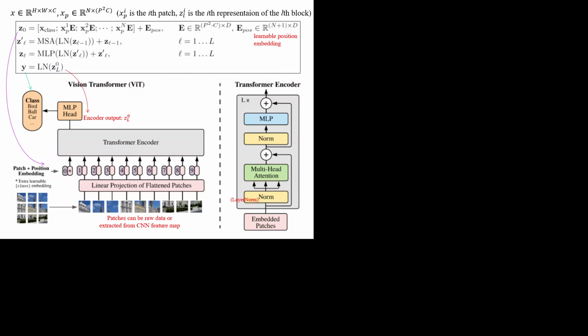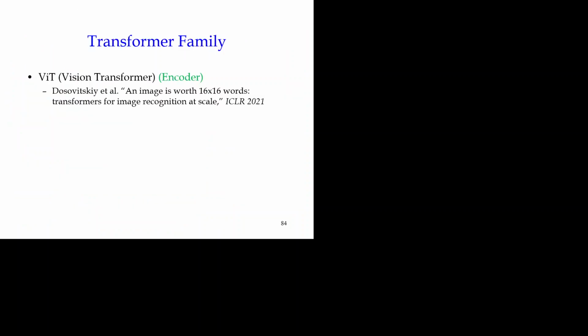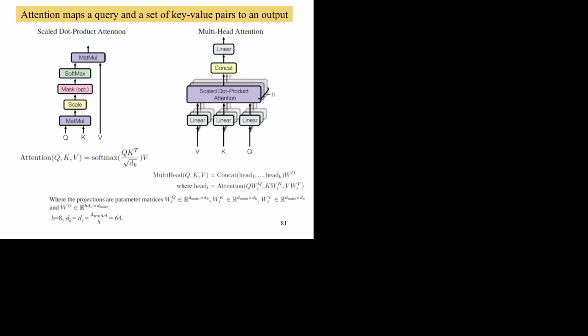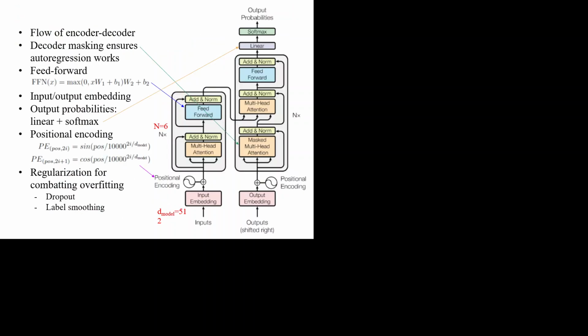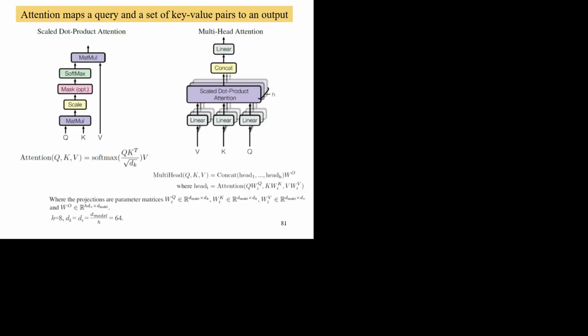In the original transformer, they use this fixed equation. You cannot learn the position. You can only use the fixed one, you cannot learn it. But in ViT, you can learn it.